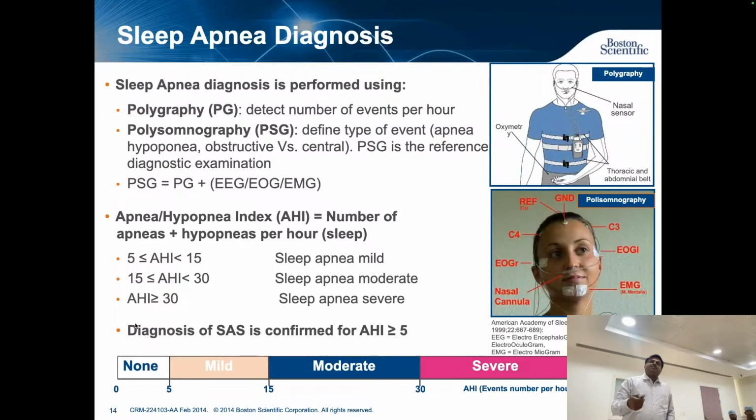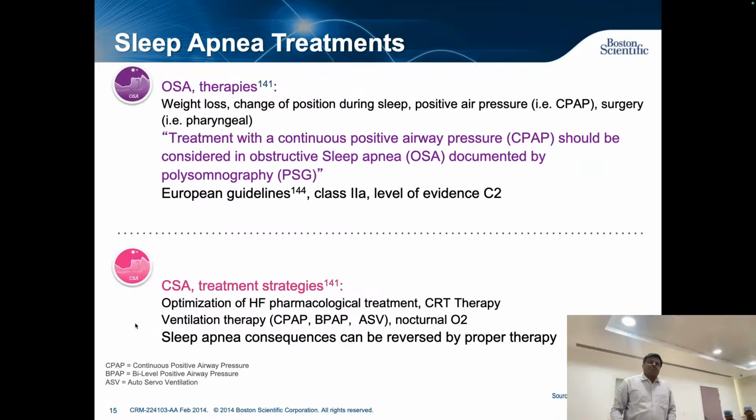So polygraphy and polysomnography, there are two varieties of this. These events will be covered, like apnea, hypopnea, obstructive, central. All these things will be covered by these instruments, and they will give the proper information. And these are the guidelines, these are the therapeutic things.